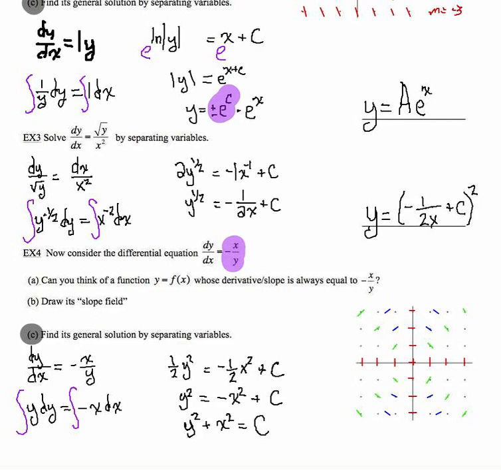And lo and behold, what we saw in the slope field, the pattern of the slopes here in the slope field, is indeed what we get when we take the differential equation and we bring all the y's to one side, all the x to the other side, we integrate, and then we solve. And there we go. This right there, y squared plus x squared equals c, is indeed the equation for a circle.